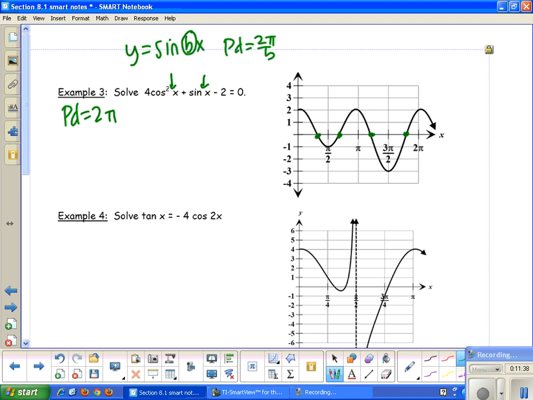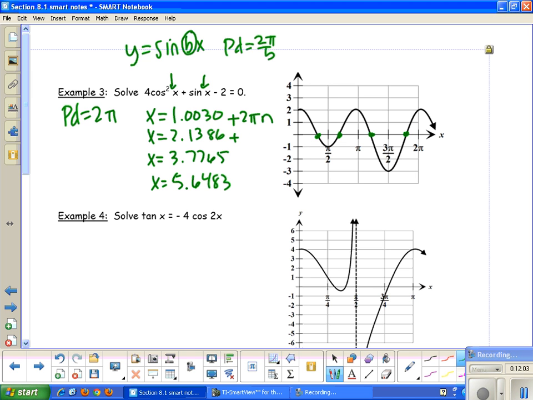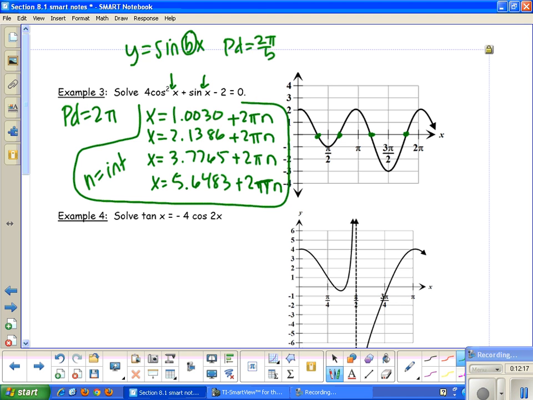So if you do that in your calculator, just to save us some time, I'm just going to write it out. You should get x equals 1.0030, and x is equal to 2.1386. Here, x would be equal to 3.7765, and here x is equal to 5.6483, plus the period of my function, so 2 pi n, because remember these are repeating because our graph keeps going on, where n is equal to an integer. So these would be all of my solutions.